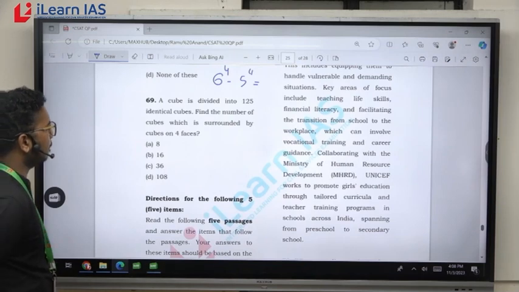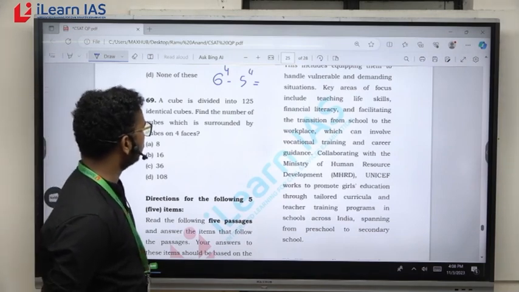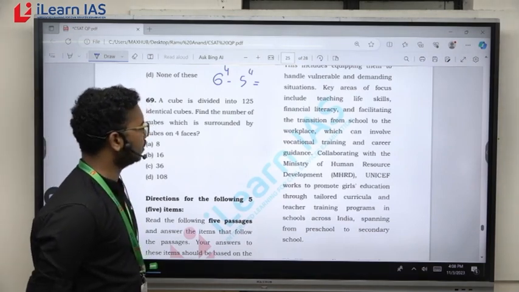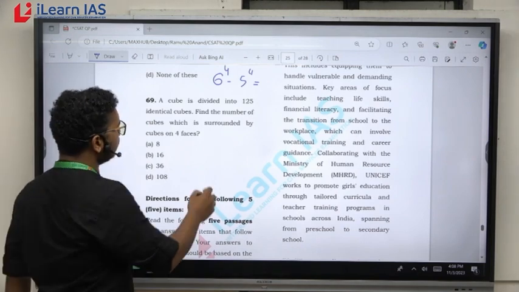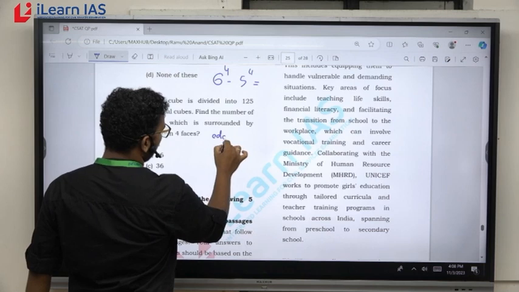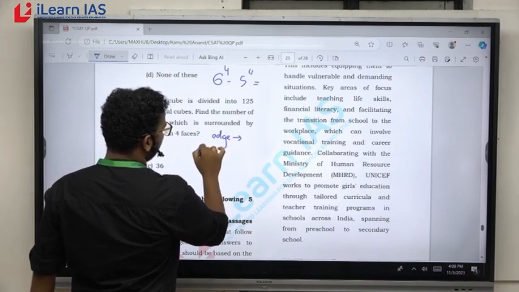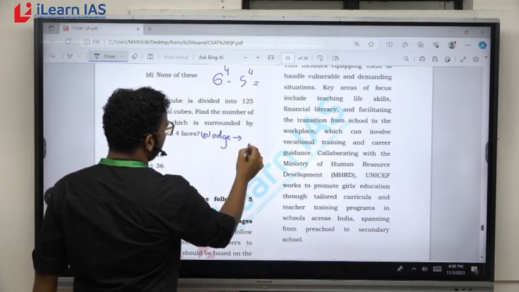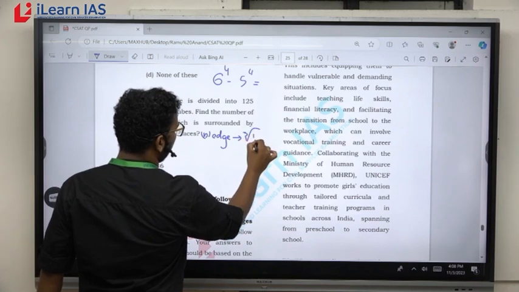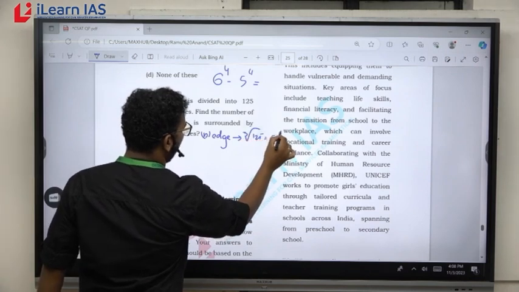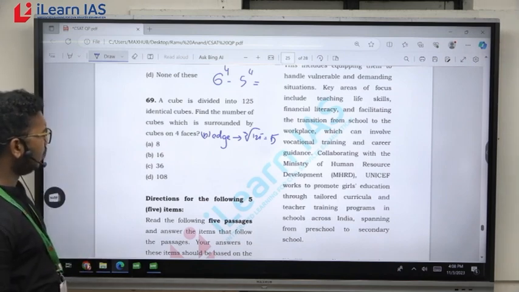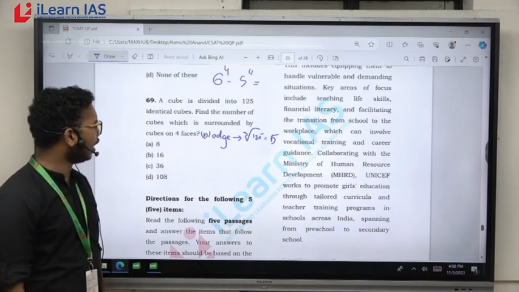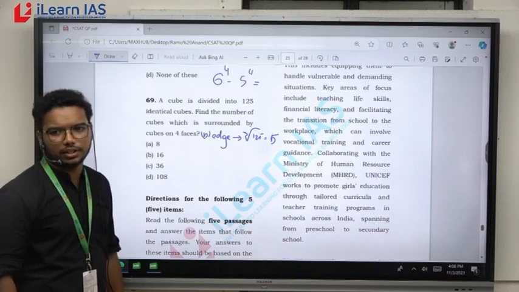Next, a cube is divided into 125 identical cubes, which means an edge is divided into cube root of 125, that is 5. ഒരു എഡ്ജിനെ 5 ആയിട്ടാണ് ഡിവൈഡ് ചെയ്തിരിക്കുന്നത്. Find the number of cubes which is surrounded by cubes on 4 sides.